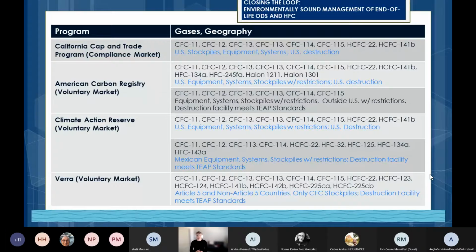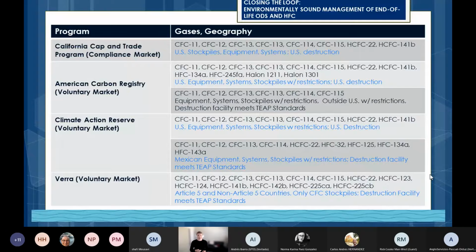For example, California's ODS projects that are conducted for that market can only be sourced from the US, and the destruction event must occur in the US. And only the 6 CFCs and 2 HCFCs that are listed across the top are allowed. Whereas the American Carbon Registry has 2 different protocols, one for internationally sourced ODS, which is relatively new, and then one specifically for the US that allows a couple different halons that are not allowed in California.